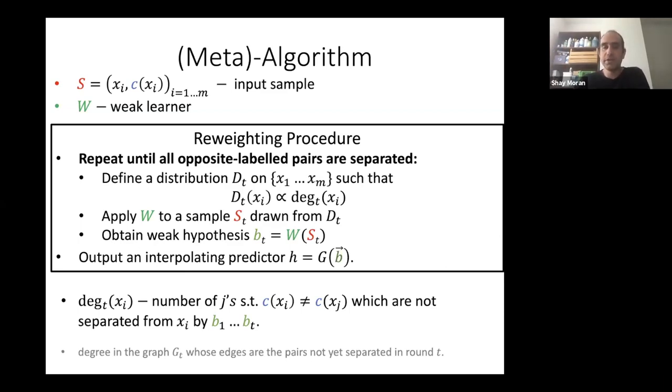Another way to think of it is to define a graph GT on the examples, where you connect a pair of examples if they have opposite labels and were not separated yet. If you define this graph, the distribution assigned to each example is just proportional to its degree in this graph. So it's very similar to other boosting algorithms in the sense that we always reweight the input samples, but here the weighting scheme is different.